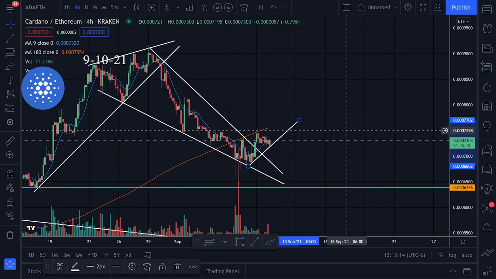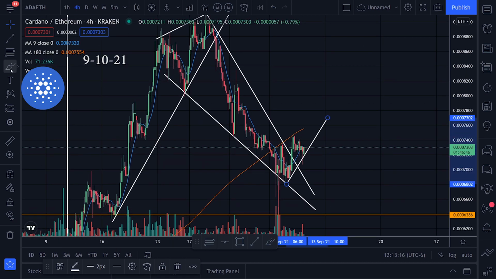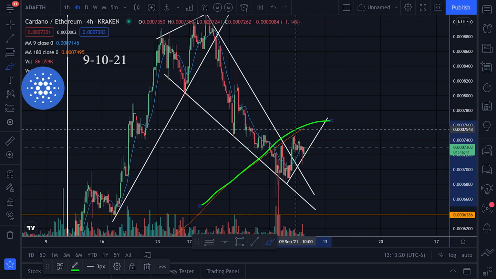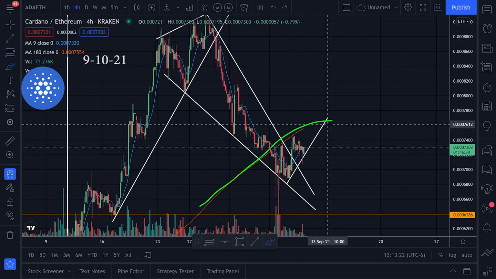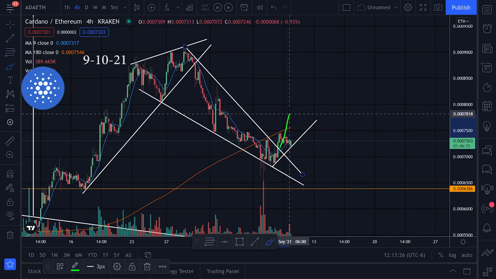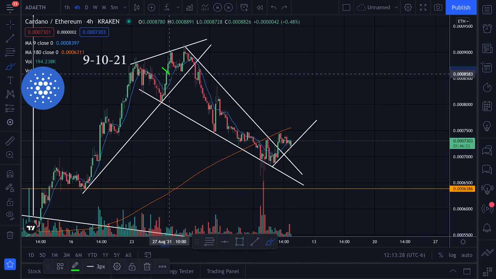And so we're on the 4-hour time frame right now, and it looks like we have this 180 moving average coming in right here. I think if we could break above that, we're going to see a nice move to the upside, or maybe Cardano will get a nice little pump. This is Cardano to Ethereum.